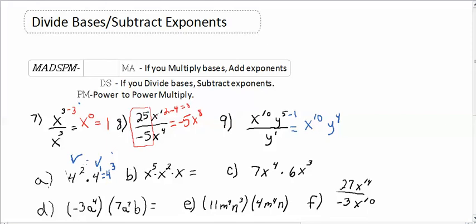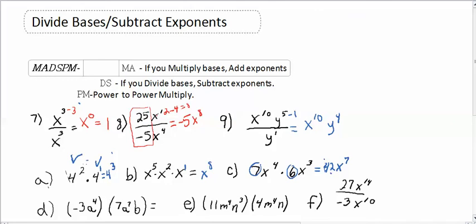Okay, the next one, our base is x. We're multiplying bases. We're going to add exponents. So we have a 5, a 2, and there's an invisible 1 there. So 5 plus 2 is 7, plus 1 more is 8. Okay, now we have numbers. The numbers need to be multiplied together. We need to multiply the 7 and the 6, and that gives us 42. Now we have the same base, an x and an x. So now we've got our x, and we are going to add our exponents. So 4 plus 3 is 7. Okay, so that's our answer for that one.